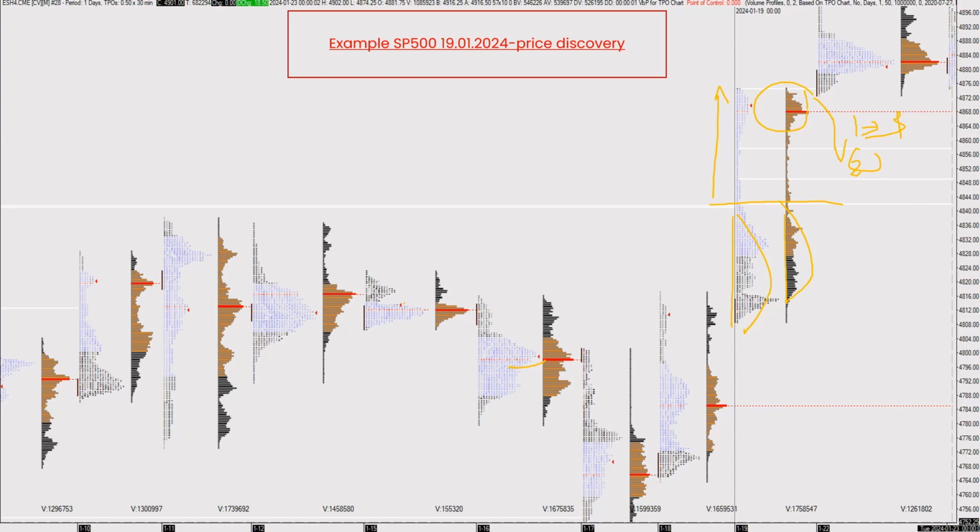Now, in a moment, I'm going to show you how you go with the flow, how you fade it. In essence, this day, there was no entry. Okay, there was actually no entry from a double distribution standpoint. So there was no trade. Okay, but another fabulous example.